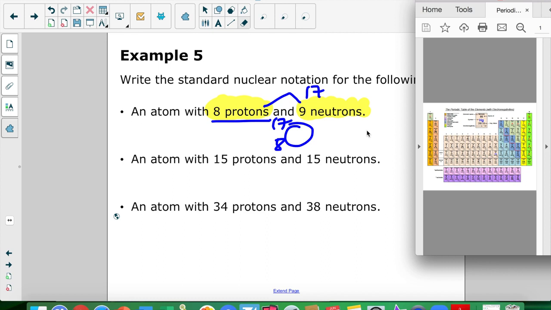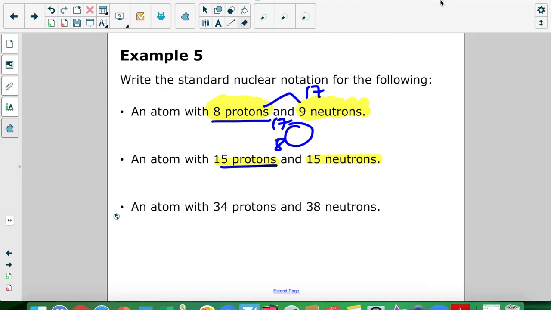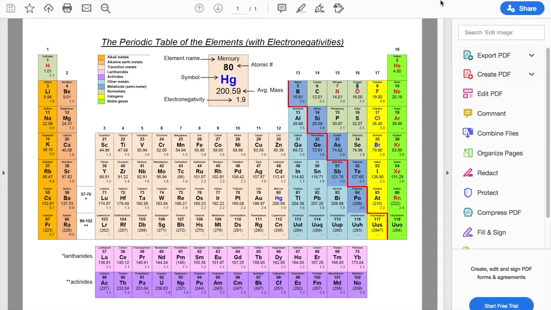Let's do another example. So we have an atom with 15 protons. The 15 protons are going to determine what the atom is, and 15 neutrons. All right, so let's go back to the periodic table over here. Let's make this periodic table bigger. And so what's this atom that has 15 protons?